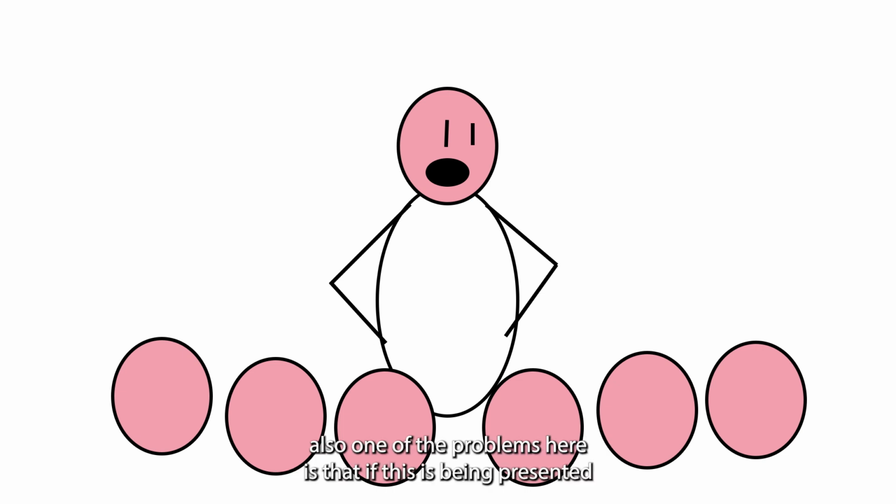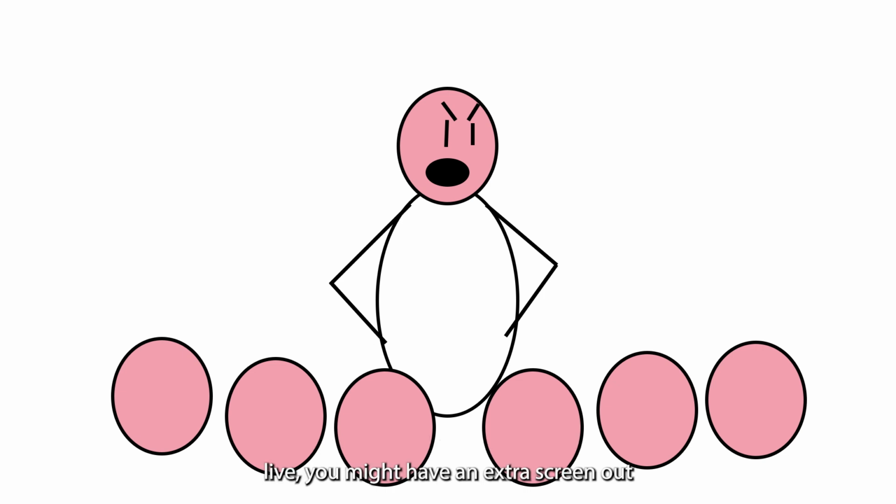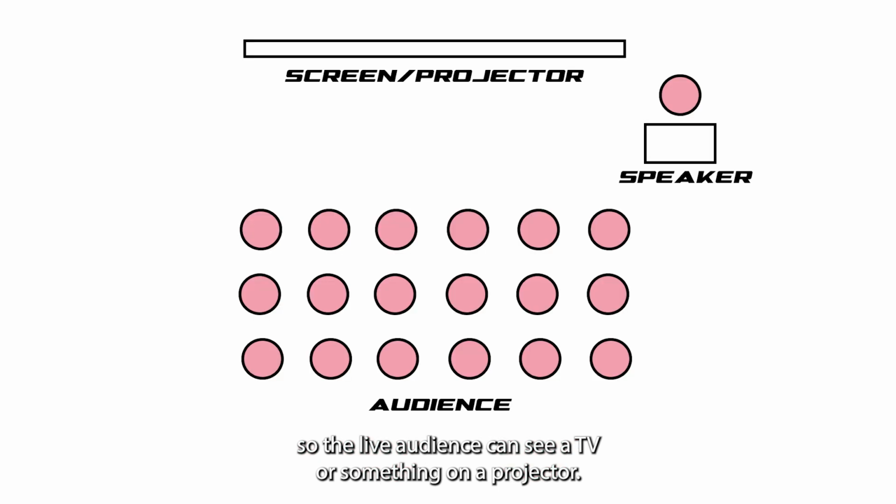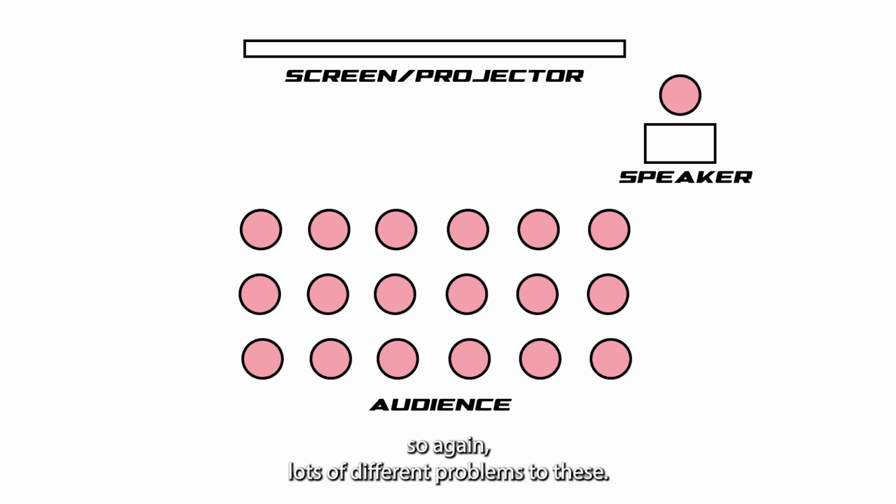Also, one of the problems here is that if this is being presented live, you might have an extra screen out so the live audience can see a TV or something on a projector. So then it gets even more complicated because now you need a Zoom feed out with a camera, multiple laptops. So again, lots of different problems to this solution that can present itself. So this is my solution.